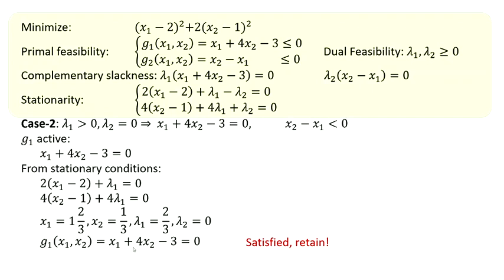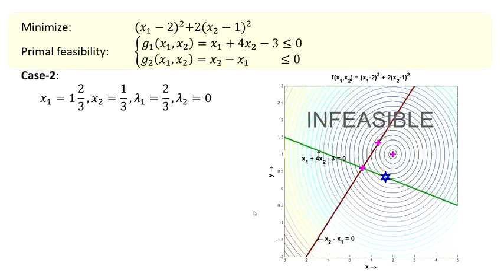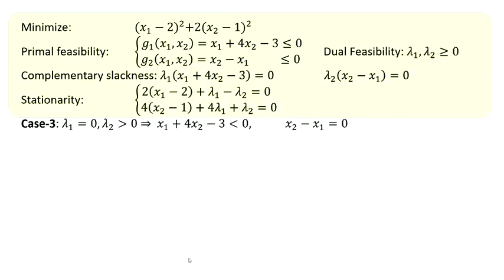And what are the values of lambda 1 and lambda 2? Lambda 1 is 2/3, so it's greater than or equal to 0. So the primal and dual feasibility constraints are being satisfied. So this is a potential, valid solution. Okay, we'll retain it. And which point was this corresponding to? This point. The first constraint was active. Lambda 1 is positive. Lambda 2 is 0. Second constraint is inactive.